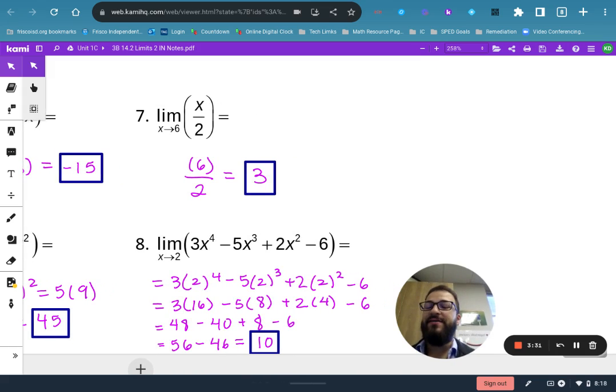And then, of course, number 8, probably the most labor-intensive in terms of the math, but I've got all those different x's, so I plug 2 in for all of them. Working through all the math, you should get down to 10. So limits algebraically can actually be relatively straightforward if you don't have any of those little extra things like dividing by 0 or something like that.